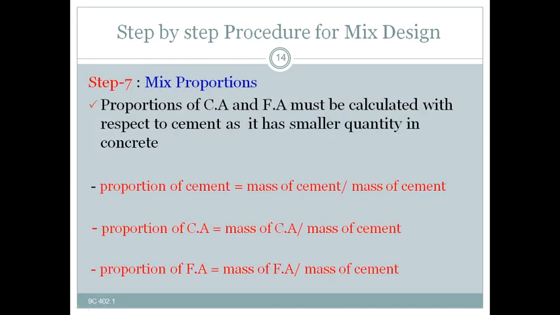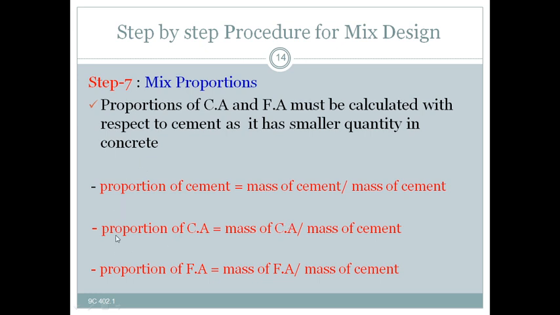So the final step is the mix proportion. How to calculate the mix proportion? The proportions of coarse aggregate and fine aggregate must be calculated with respect to the cement, as it has a smaller quantity in the concrete. The proportion of cement is mass of cement by mass of cement, which gives 1. With respect to the cement, I want to calculate the proportions of the remaining ingredients of concrete, like coarse aggregate and fine aggregate.